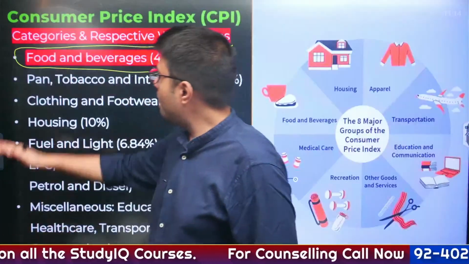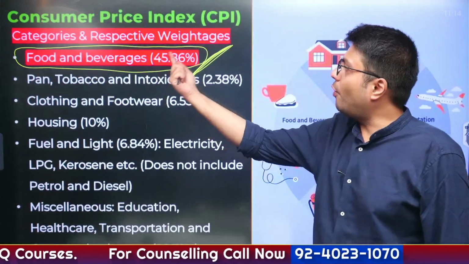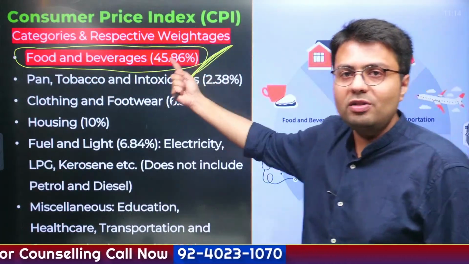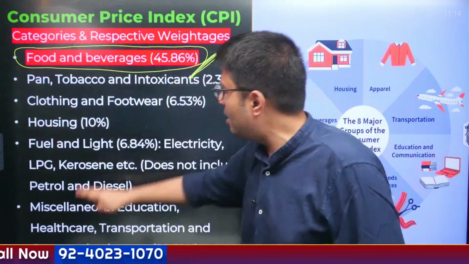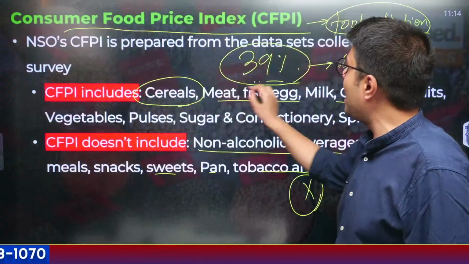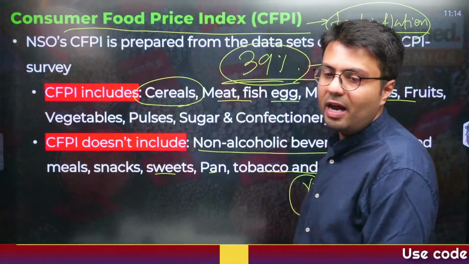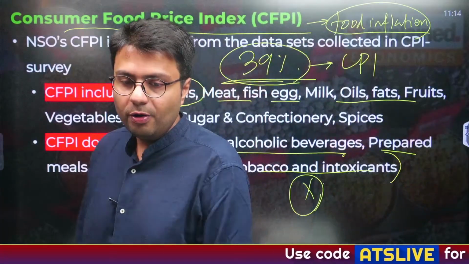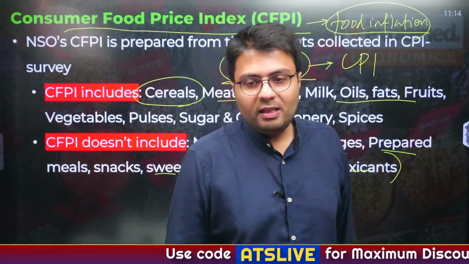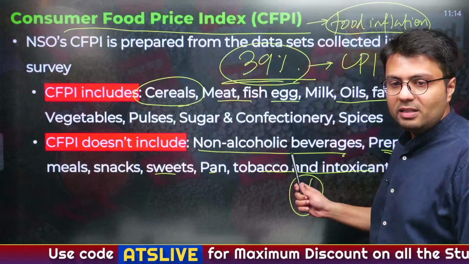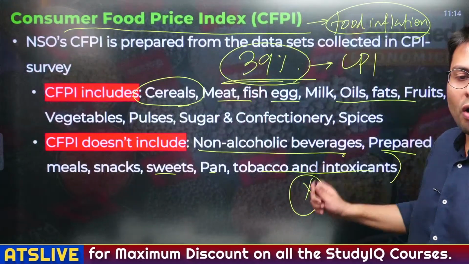So I told you food and beverage has 45.86% weightage in CPI, but when you consider the consumer food price index, it has lesser weightage, that is 39% of your total CPI. Well, these kinds of foods or beverages are not consumed by everyone.